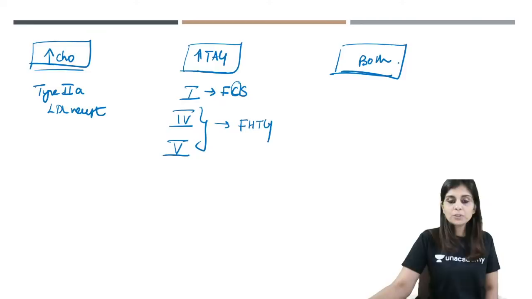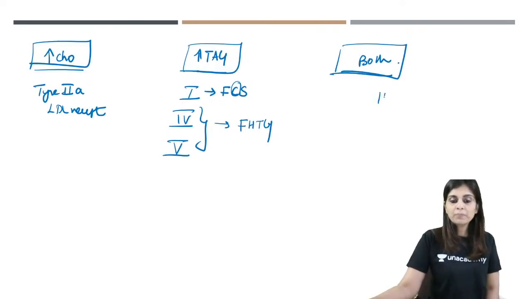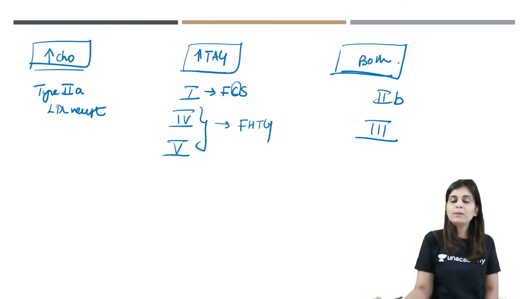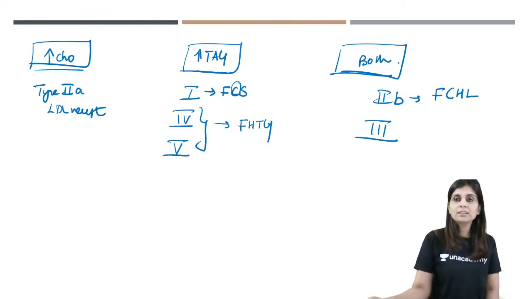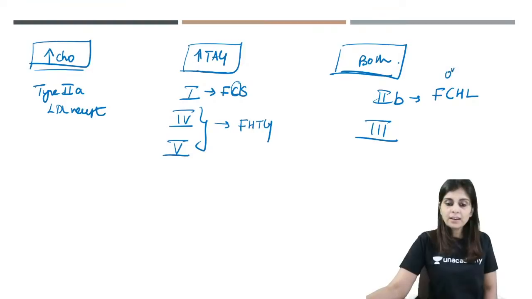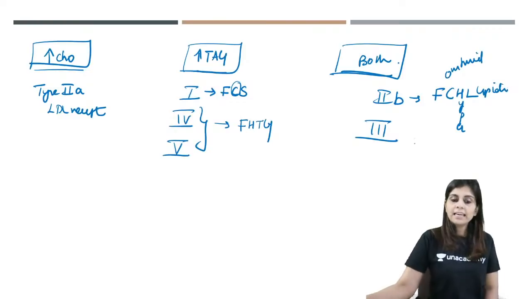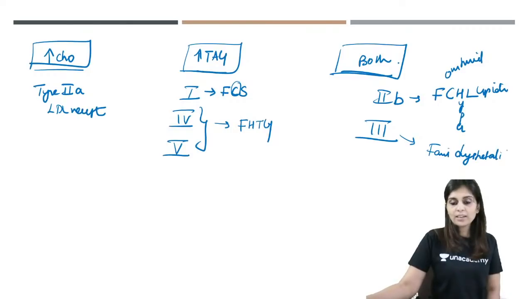Now, what are the conditions which present with both? What is remaining? Type 2b is remaining and type 3. Type 2b and type 3 are mixed disorders. Type 2b is called familial combined hyperlipidemia. And type 3 is otherwise called familial dysbeta lipoproteinemia.